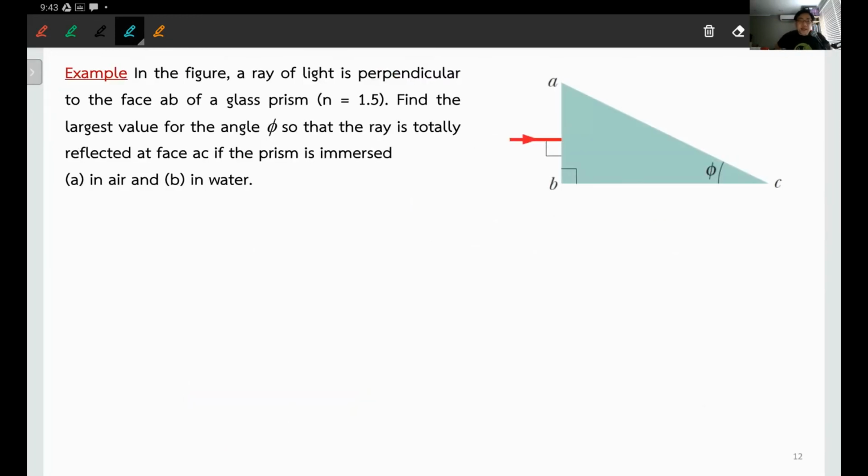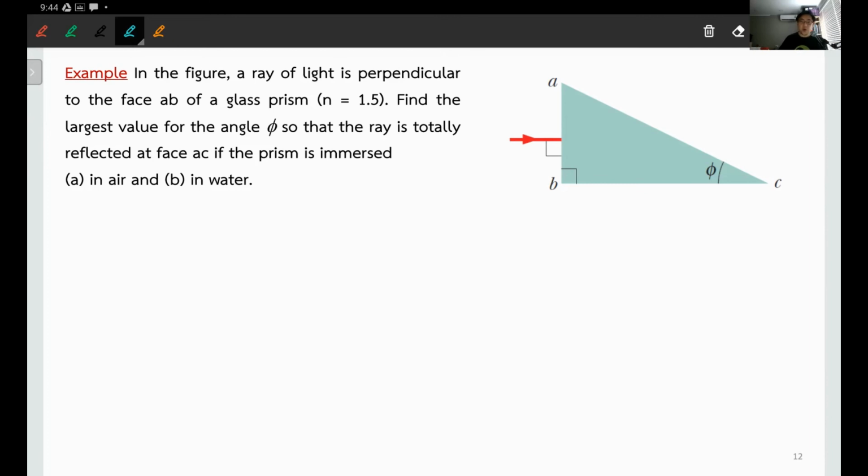So this is more like a question to give you some idea what kind of question should be in the exam. In the figure, a ray of light is perpendicular to the surface AB of a glass prism. So you have a block of glass that has a cylindrical shape with a triangular cross section. Find the largest value of the angle phi so that the ray is totally reflected at the surface AC. First if the prism is immersed in air, that's the normal case, and then if you dump this into the water and calculate that phi.